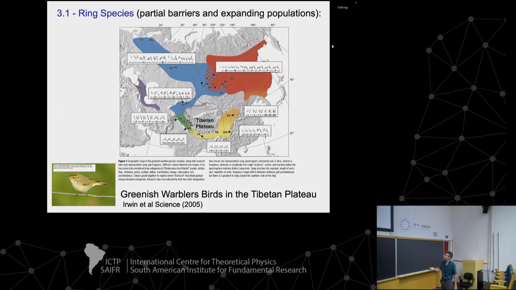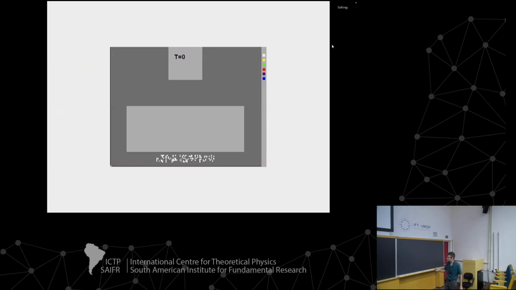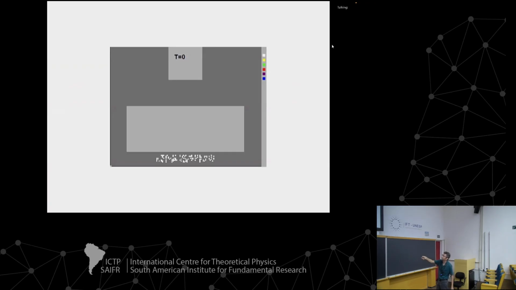So we simulated that. So we changed the model. Number of individuals not constant anymore. Boundary conditions are not periodic. You have walls here. You have the plateau here.